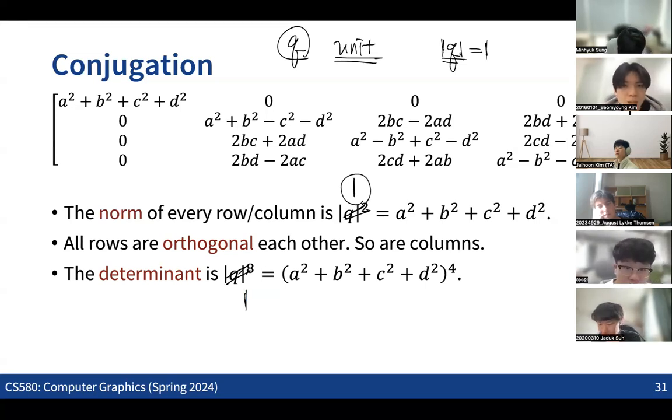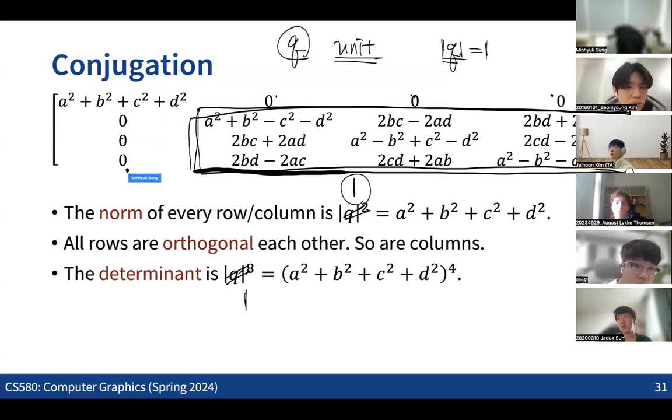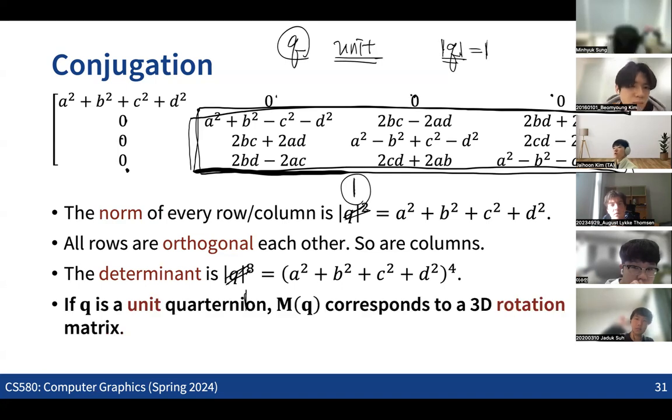Then if we only look at this part of the matrix, it will also be the same, because the other parts are basically 0, 0, 0 and 0, 0, 0. From this, we can see that the norm of each row and column will be 1, all the rows and columns will be orthogonal to each other, and the determinant will be 1. This means that this part of the 4x4 matrix will correspond to a 3D rotation.